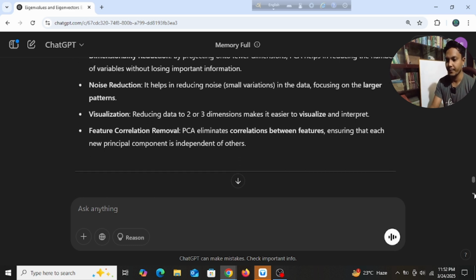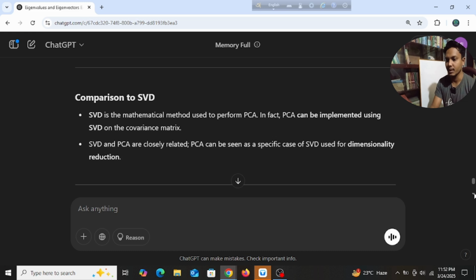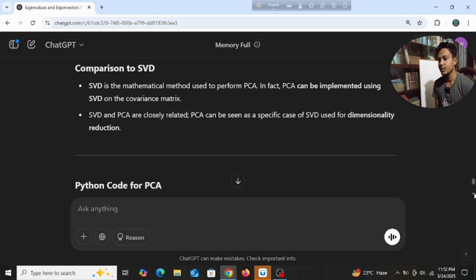Visualization. Okay, comparison to SVD. SVD is the mathematical method used to perform PCA. In fact, PCA can be implemented using SVD on the covariance matrix. SVD and PCA are closely related. PCA can be seen as a specific case of SVD used for dimensionality reduction.